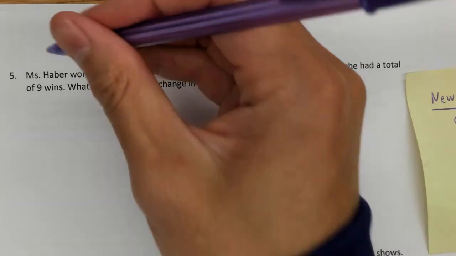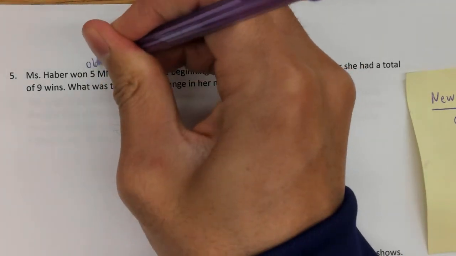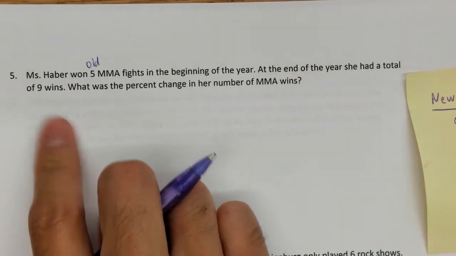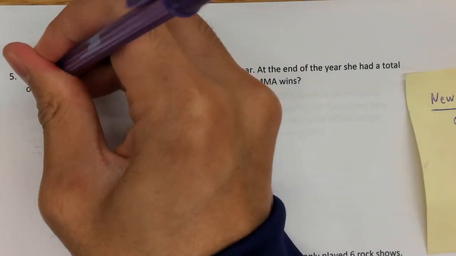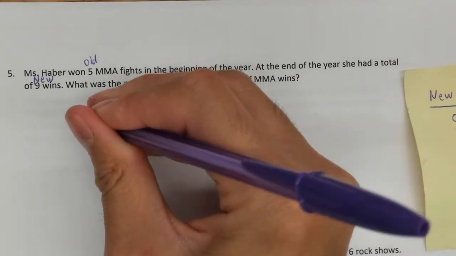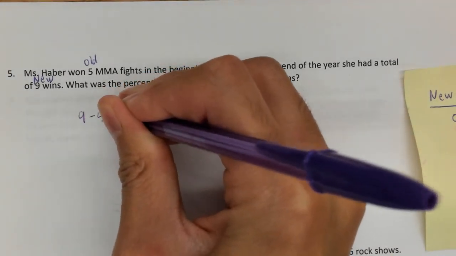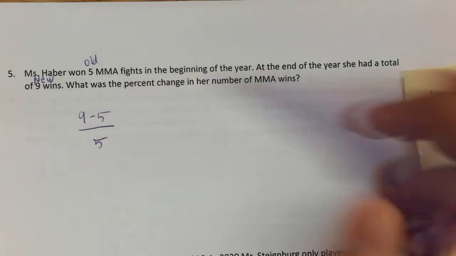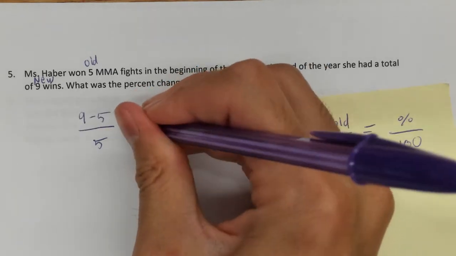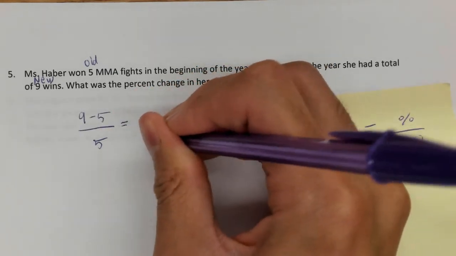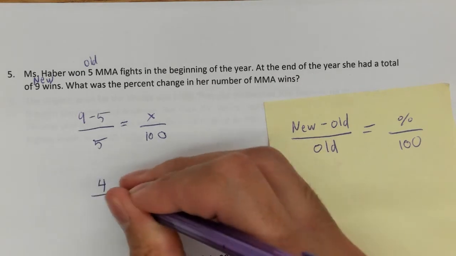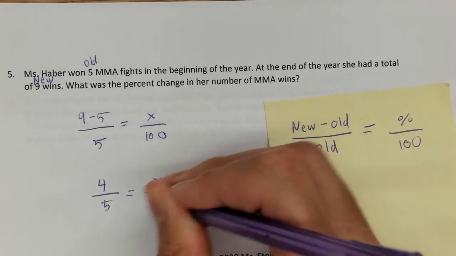Okay, well, her old is 5 because she won 5 in the beginning of the year, and at the end, she had 9. So that's your new. Okay, so now just plug and chug. 9 minus 5 over 5. I'm sorry guys, I should have put this in view. Equals X over 100. Do your subtraction. 4 over 5 equals X over 100.